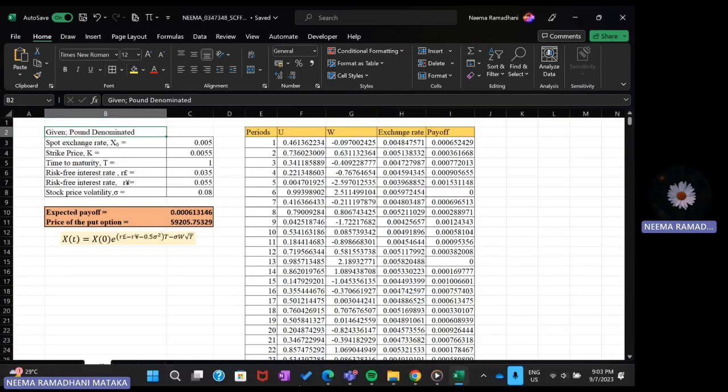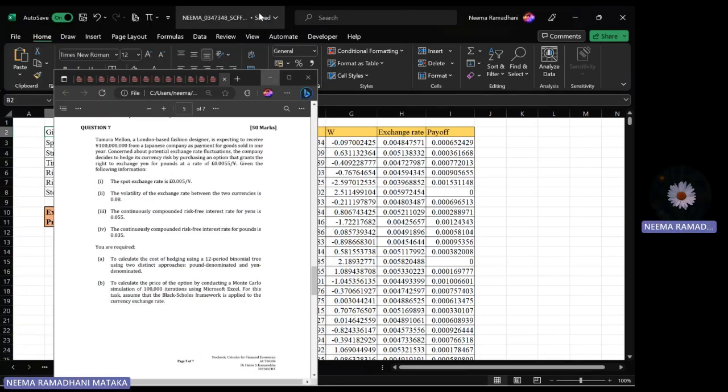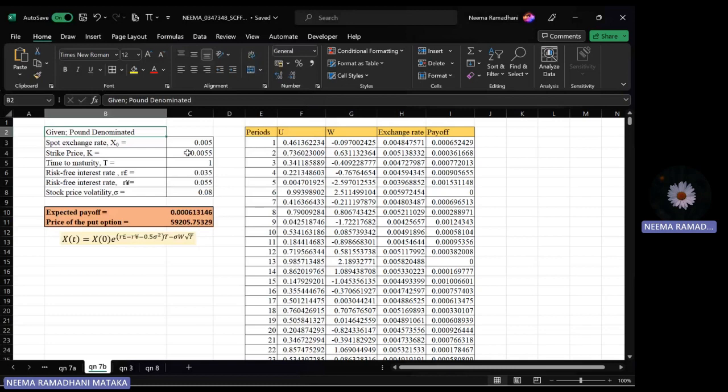Solving for question 7B. 7B requires you to calculate the price of an option by conducting a Monte Carlo simulation of 100,000 iterations using Microsoft Excel. For this task, assume that the Black-Scholes framework is applied to the currency exchange rate. So this is how we're going to solve using Excel. First of all, let's list down the data that we have.